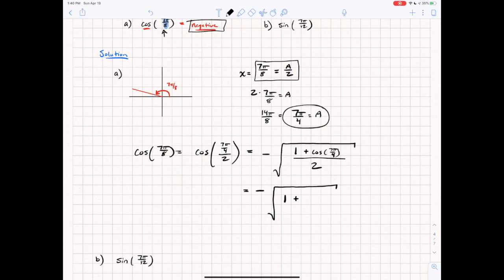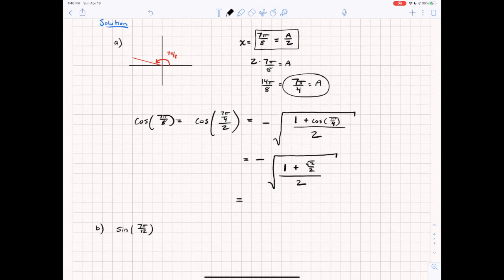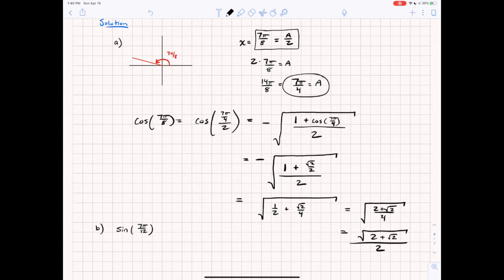I can go to the unit circle for that. That's going to be root 2 over 2. All right, I'm going to simplify this a little bit more by going through and dividing both of these by 2. So this is 1/2 plus root 2 over 4. Making this one fraction, I get the square root of 2 plus root 2 all over 4. And taking the square root of the denominator, this would give me the square root of the top, which is just 2. Hold on, let me rewrite that. This would be square root of 2 plus root 2 all over 2.